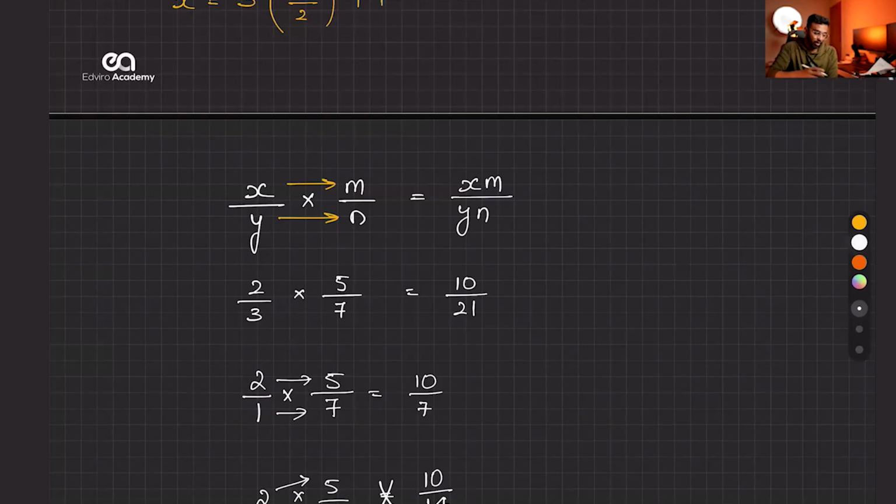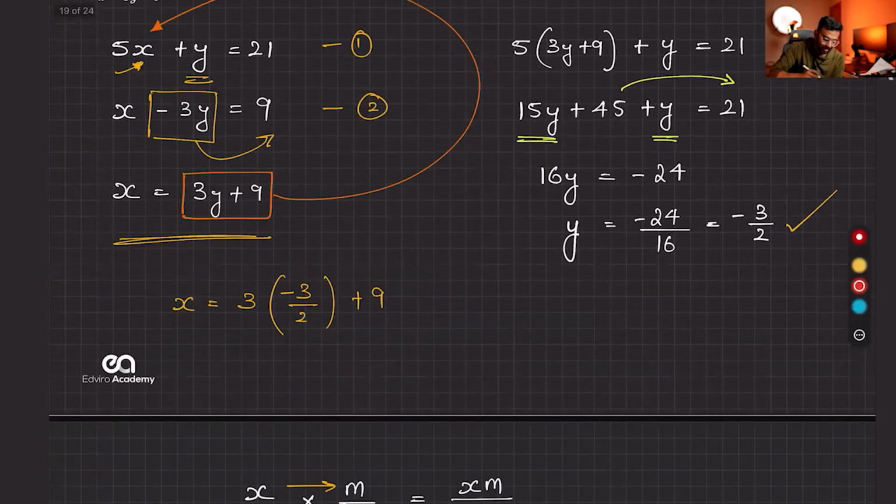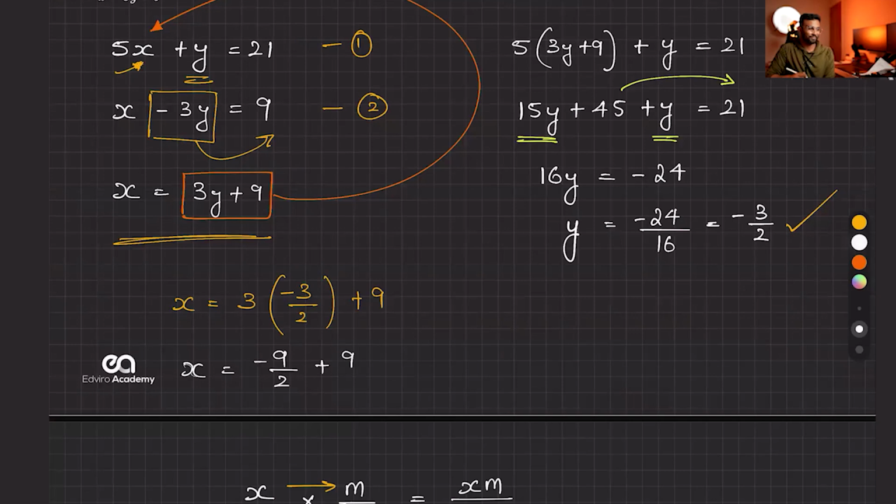Yeah, got it? Okay. Now, if I write 2 times 5 by 7, it is the same thing as writing 2 times 5 by 7 with the bracket. It's both the same thing. The bracket shows multiplication itself. Okay, so when I come back here, what does this mean now? x equals minus 9 over 2 plus 9. Clear? Happy? Okay, now we gotta make a common denominator.